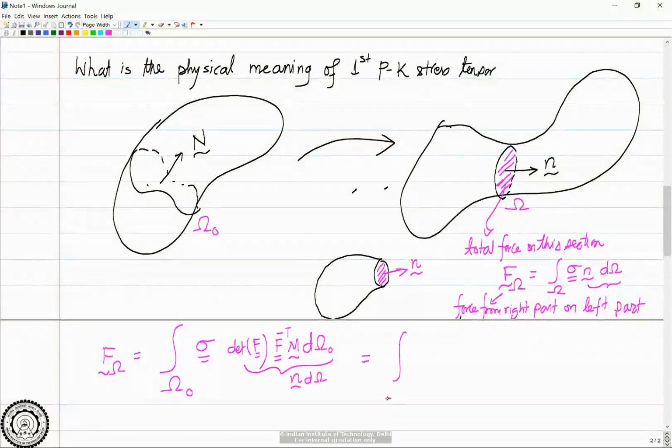And then we write it as integral over omega naught of 1 over det F sigma F inverse transpose into big N d omega naught. Okay, so this is here big N.